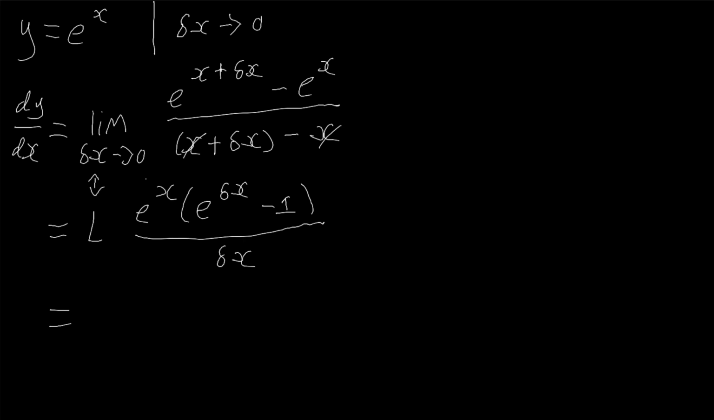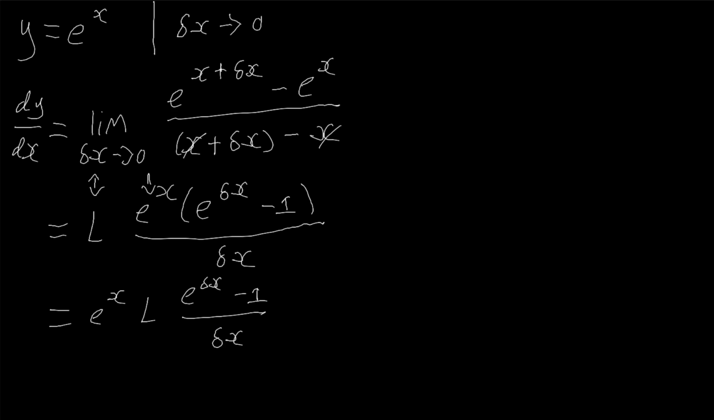Now, the convenient thing about this e to the x term here is that it doesn't contain delta x, so we can move it outside of the limit. This is going to be equal to e to the x times L of e to the delta x subtracted by 1 divided by delta x.